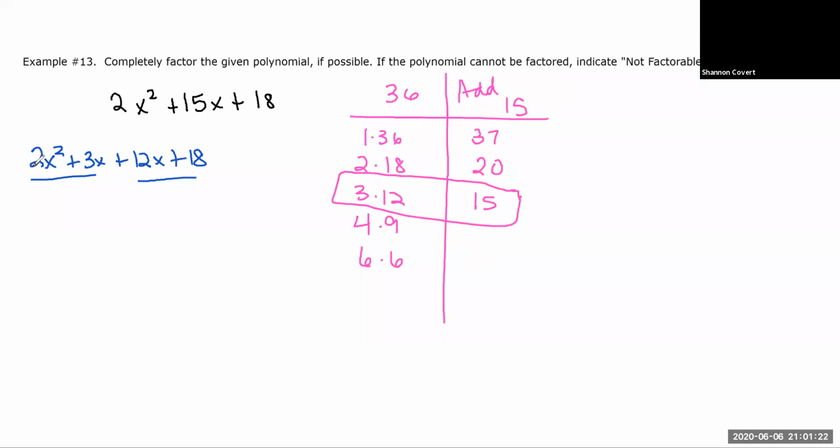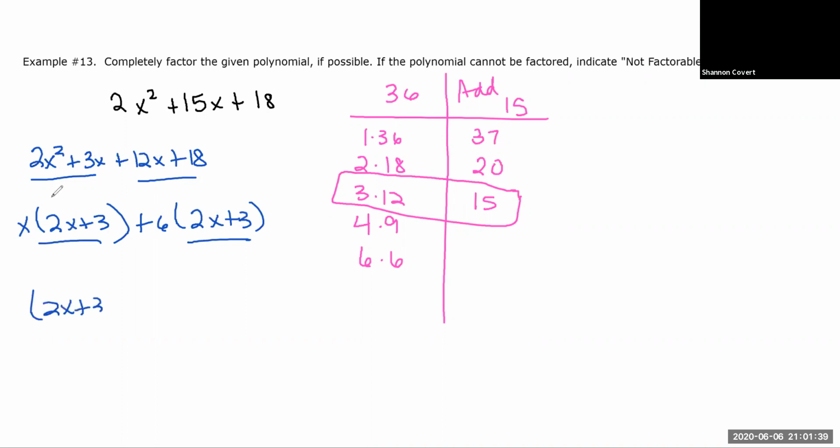Greatest common factor between 2x squared and 3x is just going to be x, which leaves me with 2x plus 3. Greatest common factor between 12x and 18 is going to be 6, which leaves me with 2x plus 3. So there's our binomial, 2x plus 3, and we're left with x plus 6.